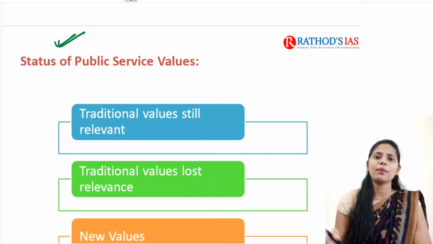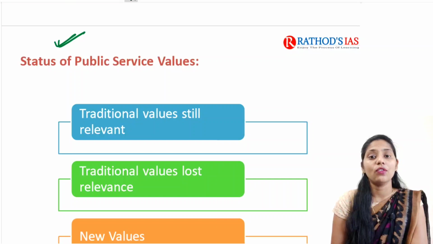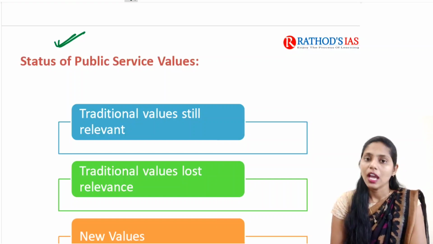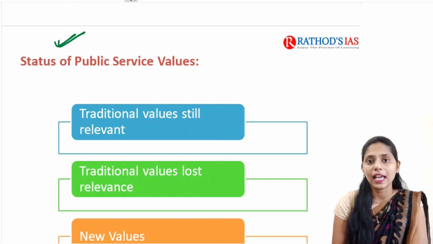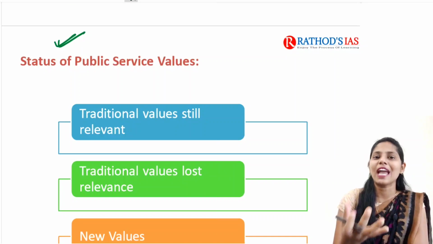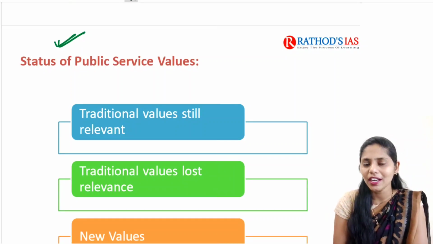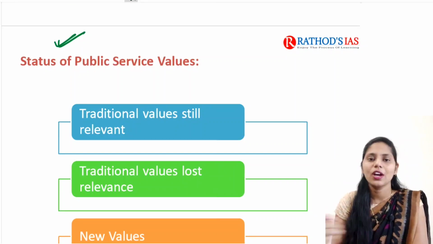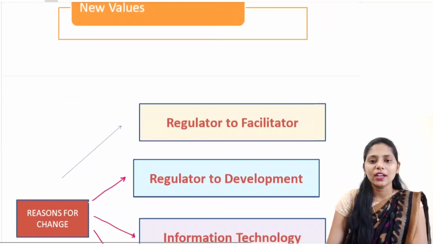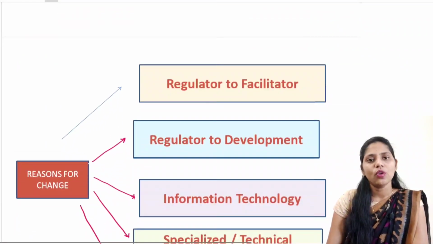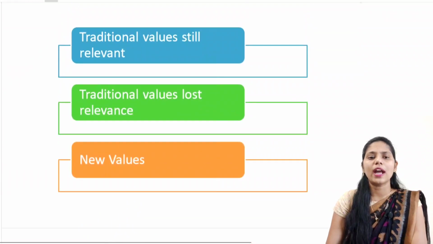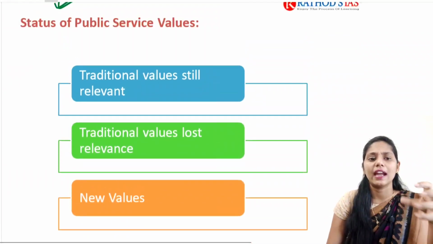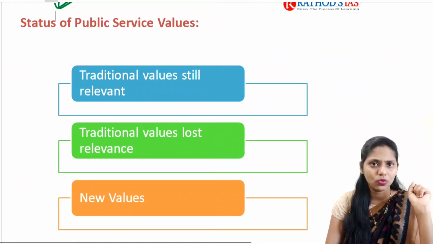So we are going to talk about these three things, and I will be explaining the definitions and some examples, so that you will have ample examples in hand to write a good answer. Okay, so now let us see, first of all, what the reasons are. Yes, we need to understand the status of these public service values.